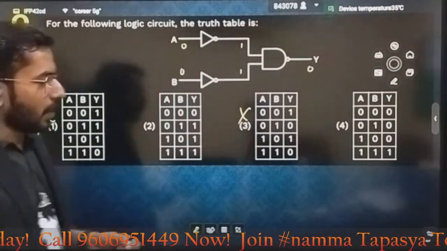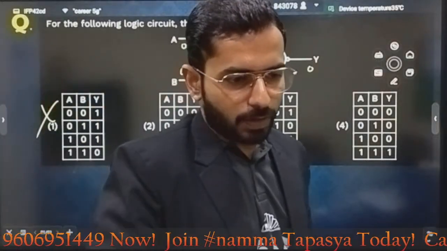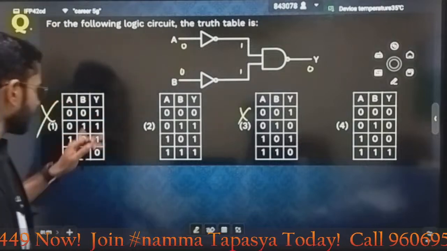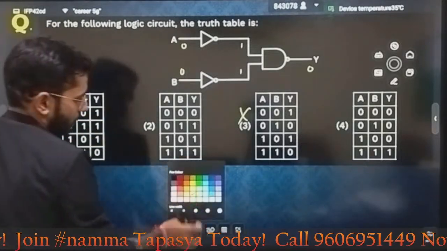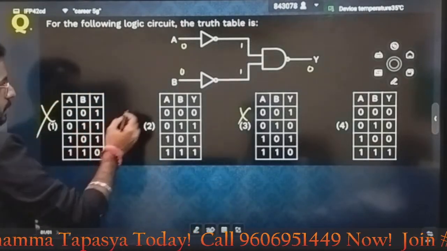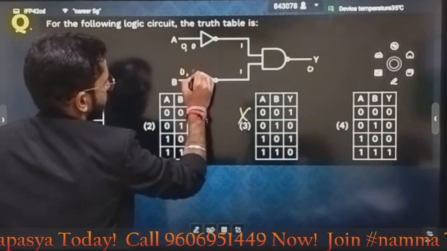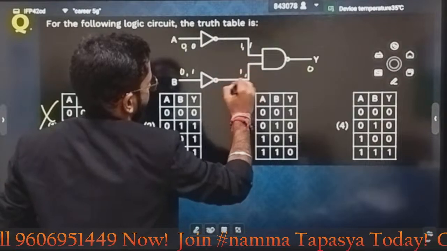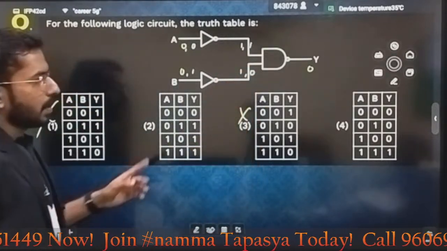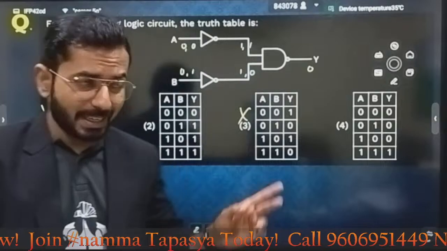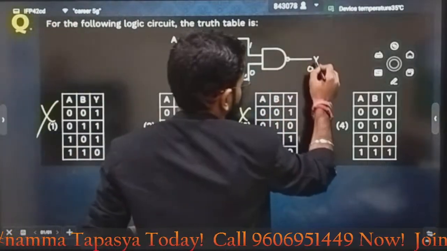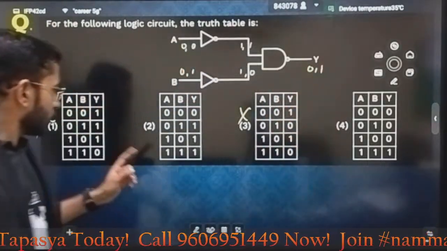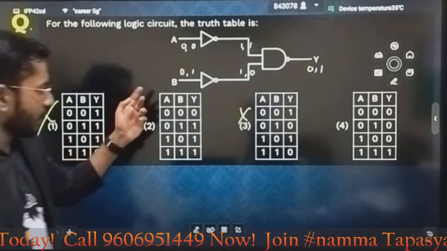Fine. Now let's analyze the second case of this question. Let's change the color. The second input I am giving is 0 and 1. 0, 1 will give you what? It is going to give you 1 and it is going to give you 0. 1 into 0 is 0, but there is a NOT, that means it will make it 1. Second case, 1.